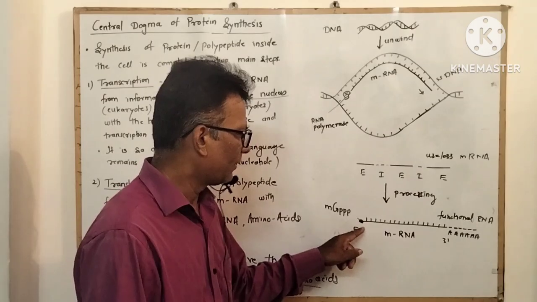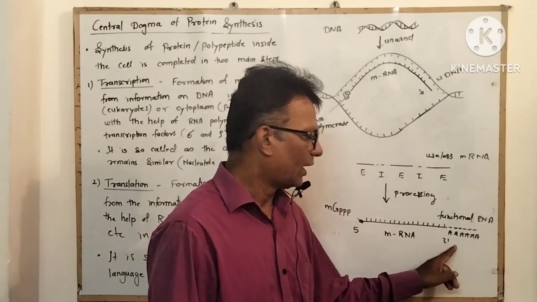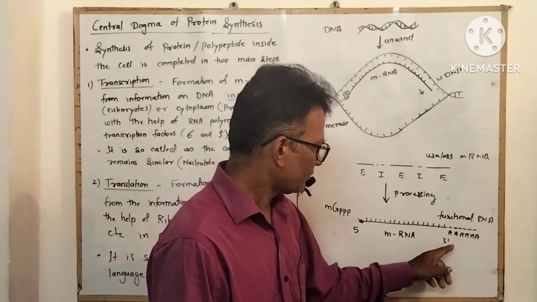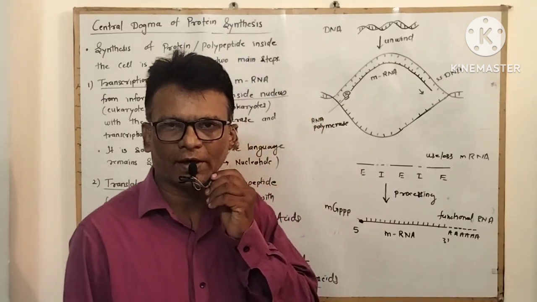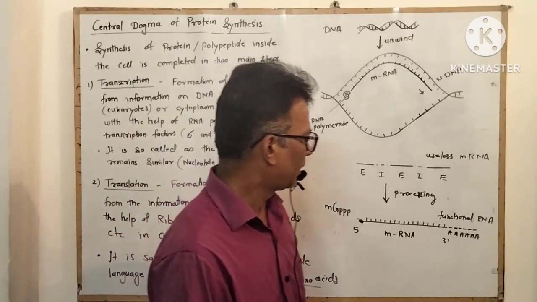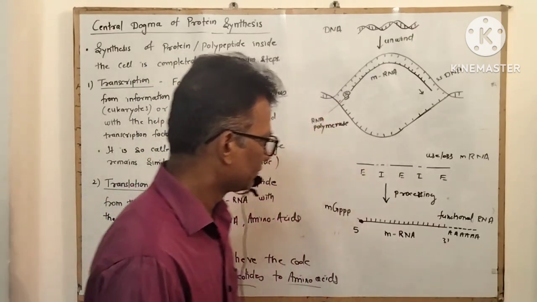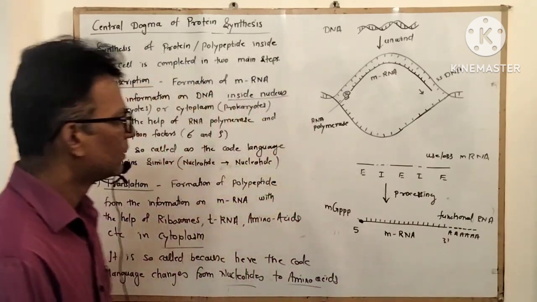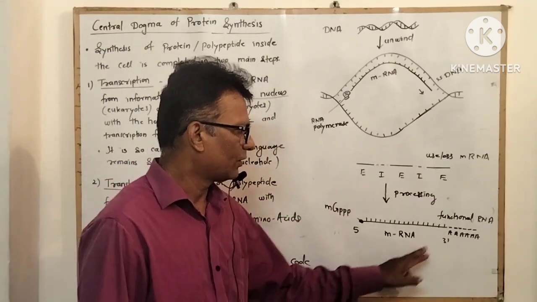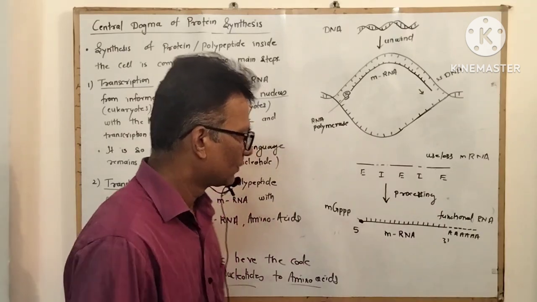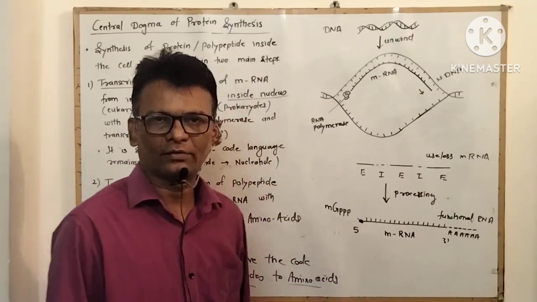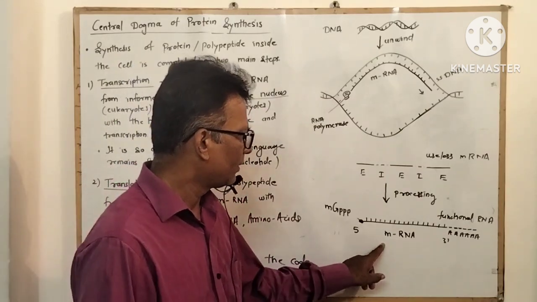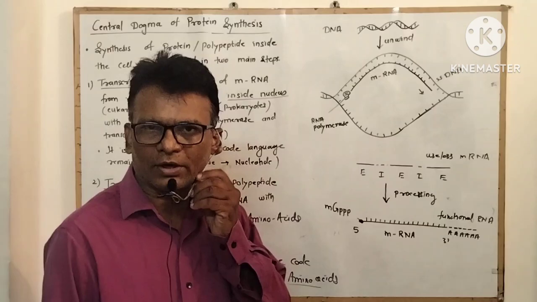Capping occurs at the 5' end, while at the 3' end many adenine nucleotides keep getting added, that is called polyadenylation. It is also called the poly A tail. The mRNA now formed is a functional mRNA. It is now ready for translation. The translation occurs in the cytoplasm. The mRNA is formed inside the nucleus of the eukaryote.